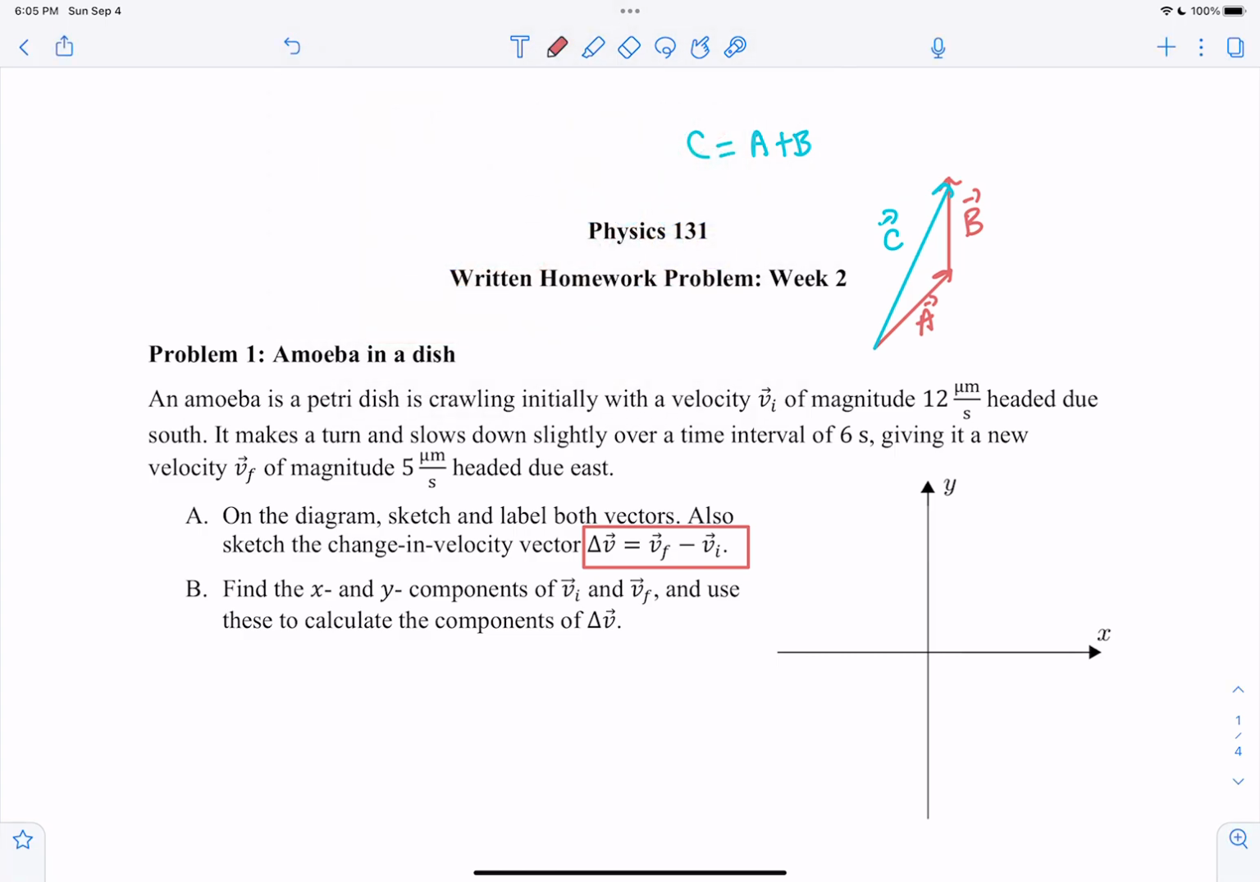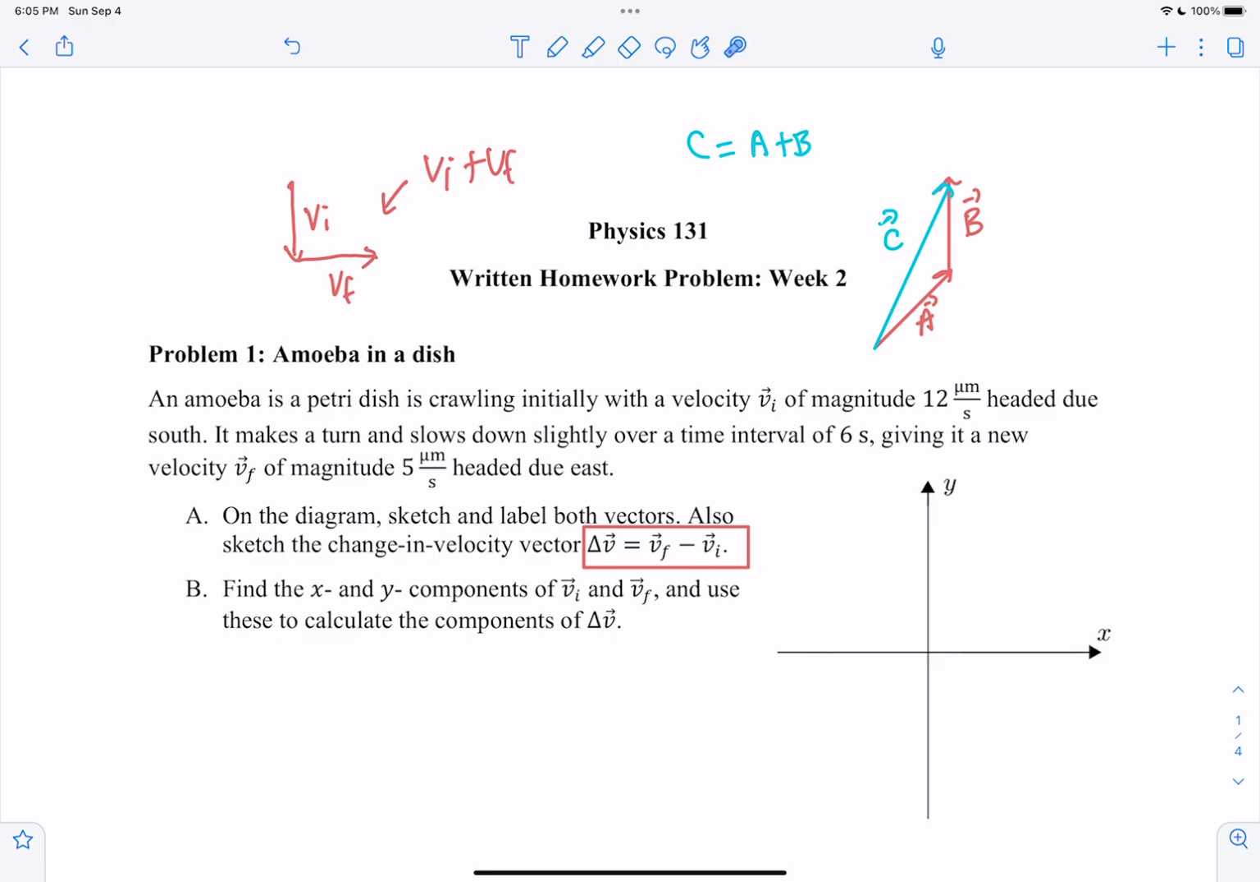So if I was thinking of delta V, Vf minus Vi, right, then first of all, I have some initial velocity. That's initial velocity 12 micrometers per second headed due south. So I have a Vi this way, south, and then Vf headed due east. So you would think that it would look like this, right? But in reality, this is Vi plus Vf, because what this is doing is the tip to tail method, putting the tail of Vf to the tip of Vi. So what this would be is Vi plus Vf.